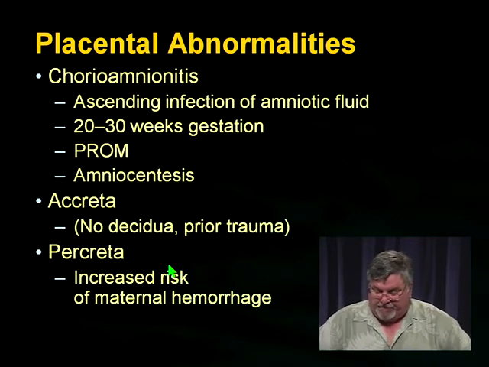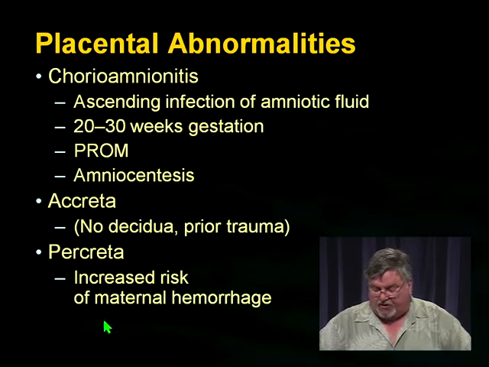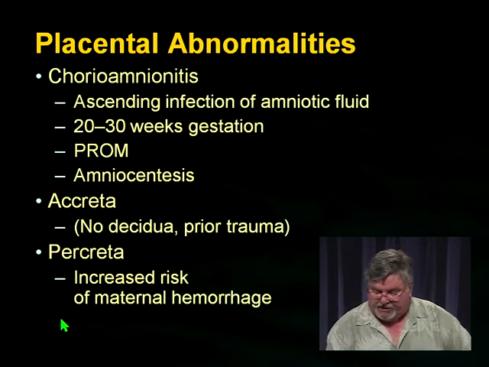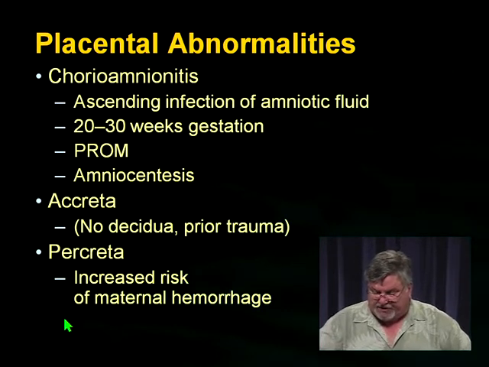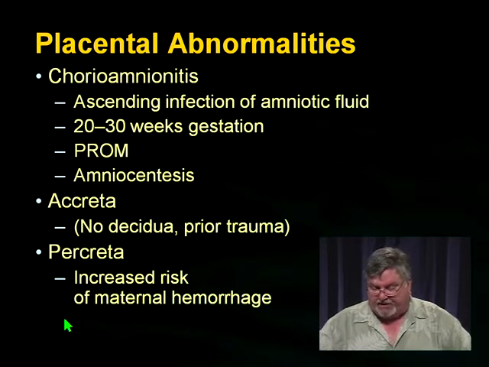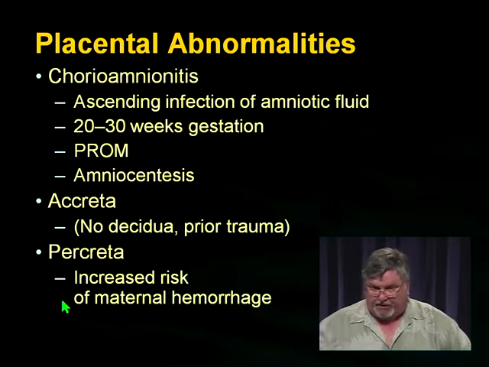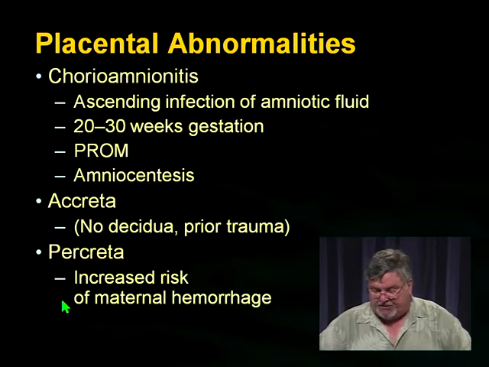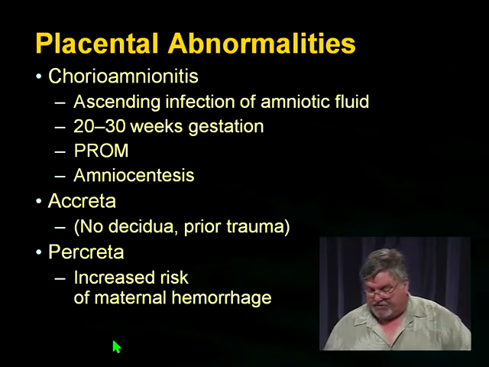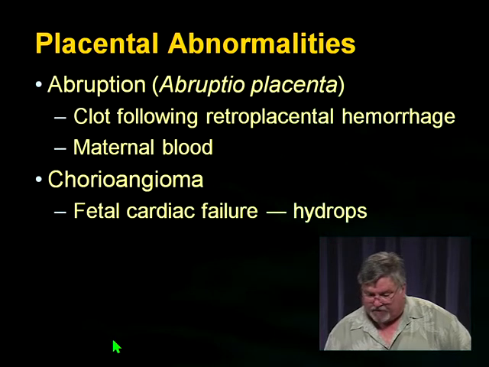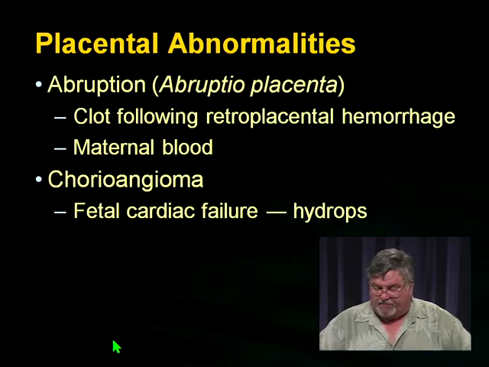In accreta, that's when the placenta fails to deliver, but generally can be coaxed out of the uterus, and it's usually an indication of prior uterine trauma like a D&C. Percreta placentas generally can't be manually extracted from the uterus. They need to be surgically extracted, and these are the ones that cause the increased risk of maternal hemorrhage, sometimes fatal. Abruptio placenta, or abruption, is a clot that follows retroplacental hemorrhage. The most important thing to remember in terms of the test is that that's mom's blood.